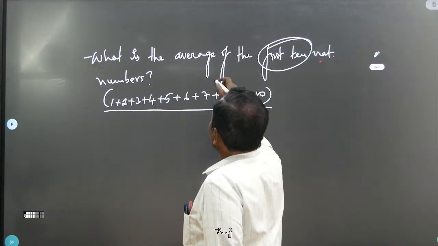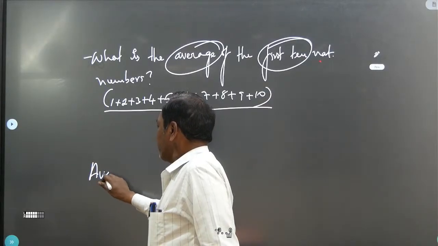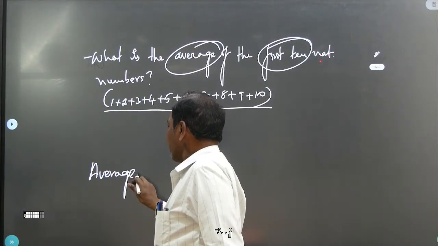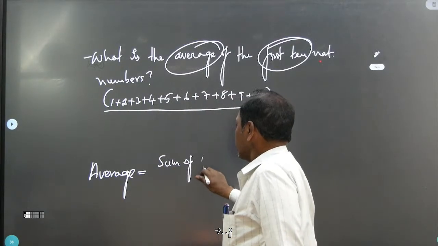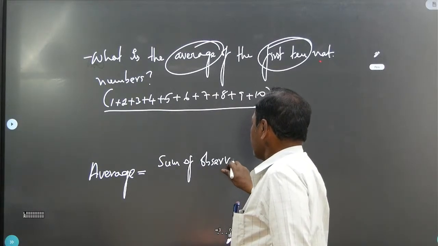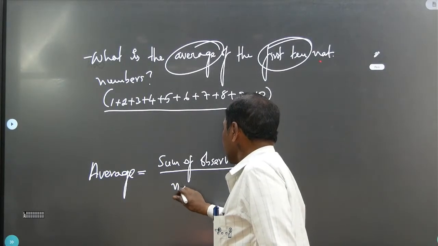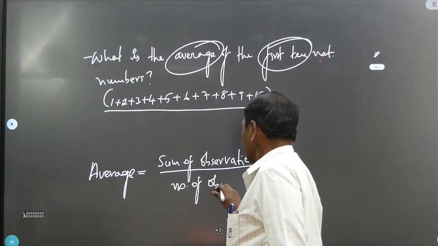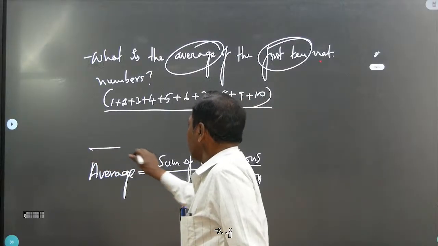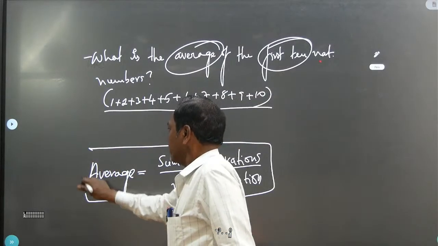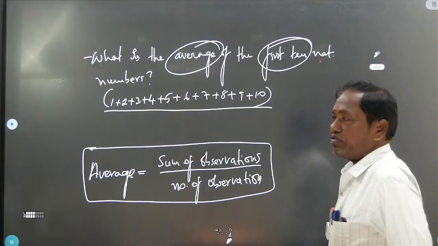But we wanted to know the average. Generally, what is the formula of average? Sum of observations by number of observations. Traditionally we know this, and this is correct also. Sum of observations divided by number of observations.